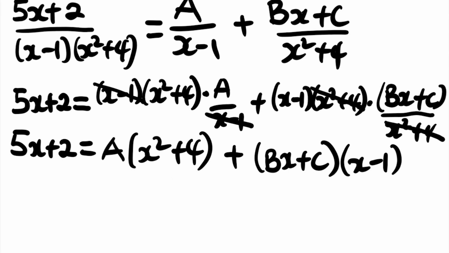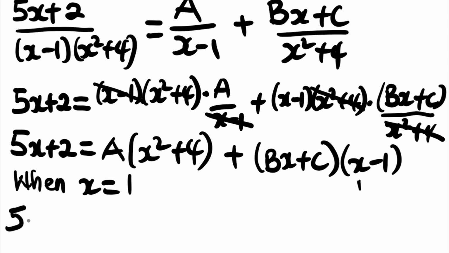So we want to find the unknowns. I'm going to do the cover up rule. I want to cover up this side. If I choose a value for x that is 1, this side will be 1 minus 1, which is 0, and that 0 will multiply this, so everything here will be 0. So when x is equal to 1, I'm going to use that value.